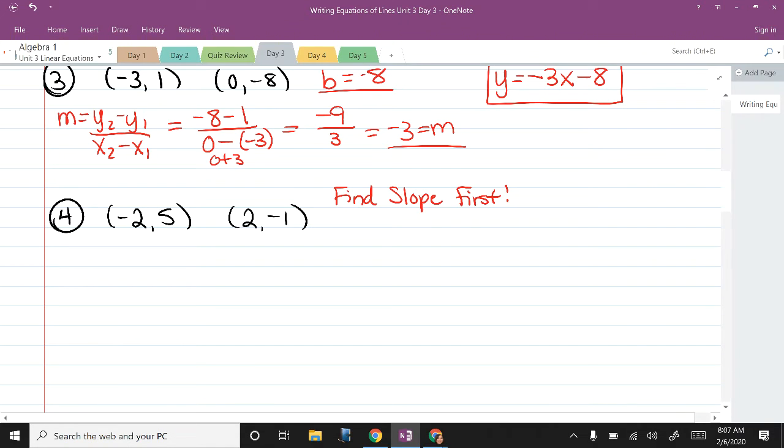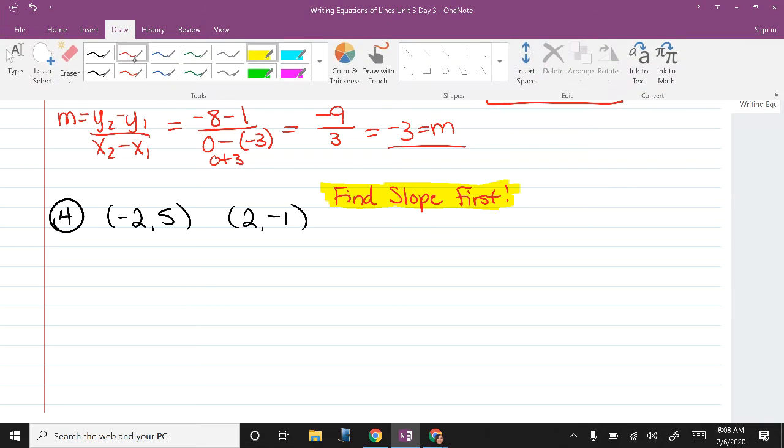Where's my highlighter? Find your slope first. If you don't have either one, find your slope first. All right, how do we find the slope?